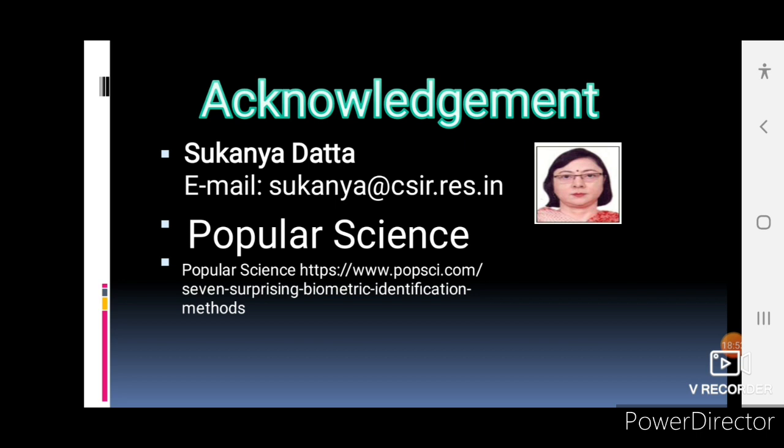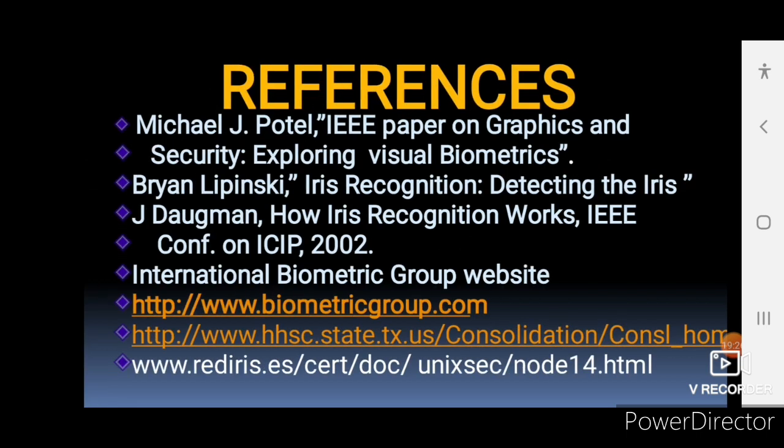I acknowledge Dr. Sukanya Datta and Science Reporter because I used some text matter and figures from her article in Science Reporter Journal. I also acknowledge Popular Science because I used some figures from it. I used some text matter and figures from the article on biometric identification methods, and these are the references which I used in this presentation.